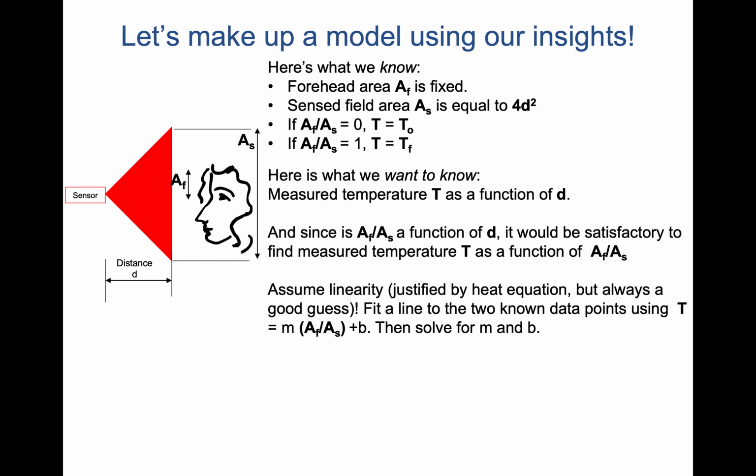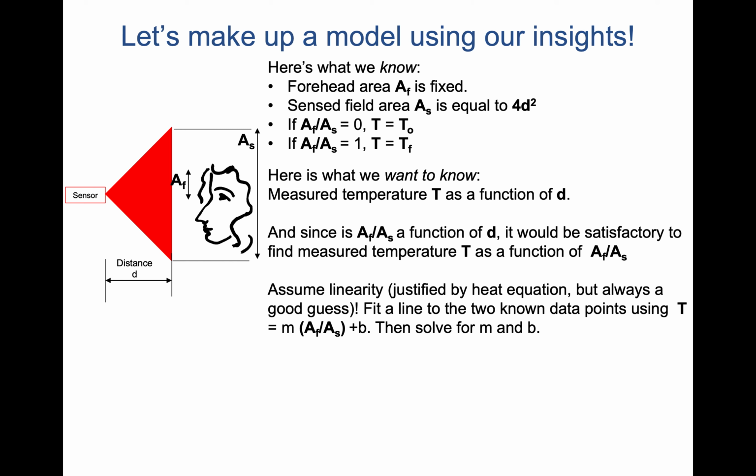So we're going to assume linearity. This is justified by the heat equation. If we'd gone through the formal analysis, we would have found that this is actually true. But it's always a good guess. Always a good guess to assume, if you have two end conditions, let's assume linearity between those two end conditions.